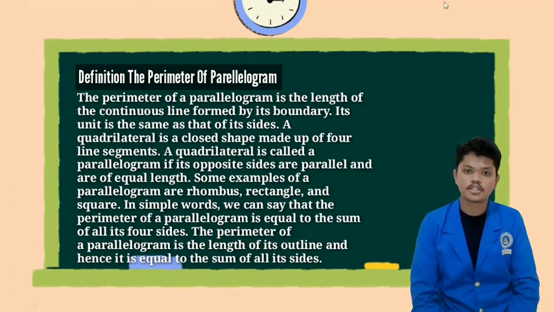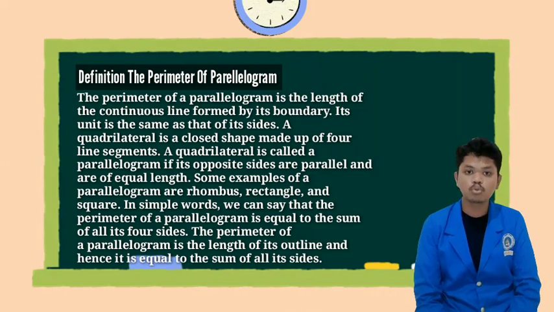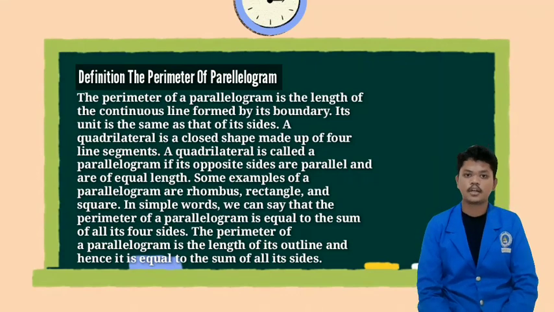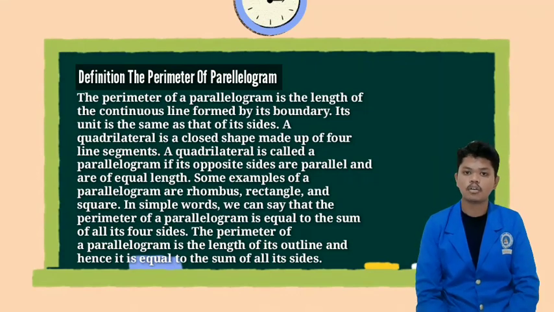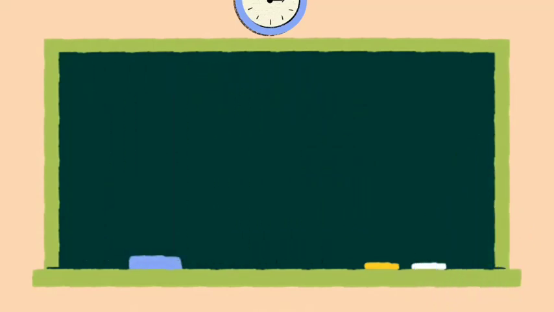In simple words, we can say that the perimeter of a parallelogram is equal to the sum of all its four sides. The perimeter of a parallelogram is the length of its outline, and hence it is equal to the sum of all its sides.